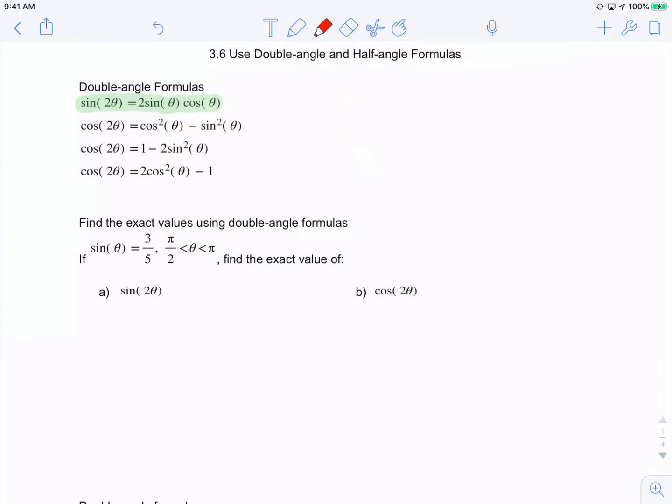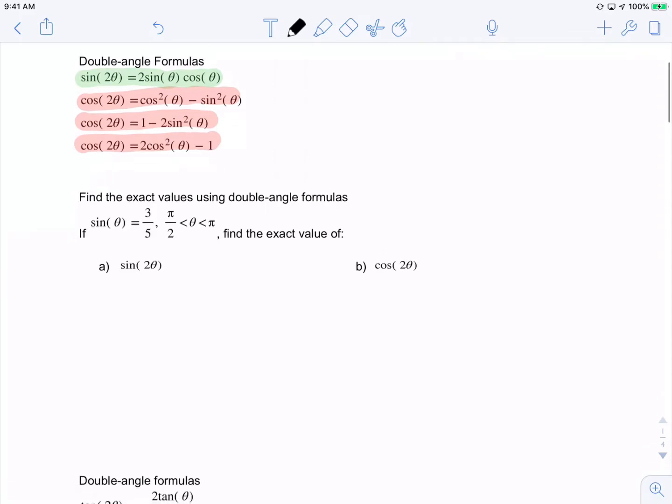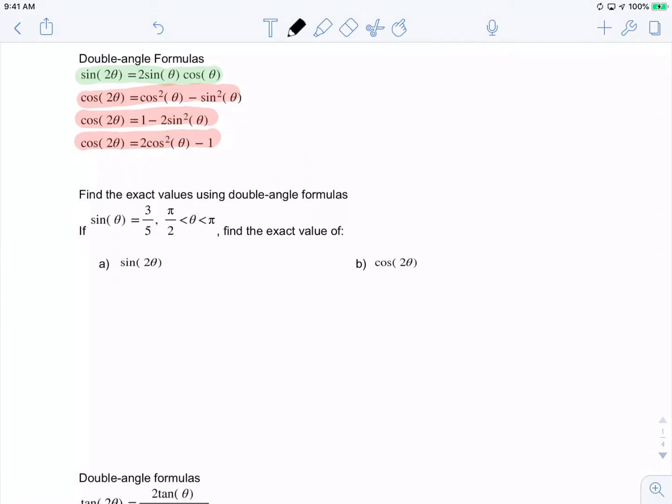And so you can see that the double angle for sine is one formula, and then with cosine's double angle, there are three. So we're going to be using these to solve problems. Let's go through this and do our first example. You should write these down for your quiz. It's going to be useful.